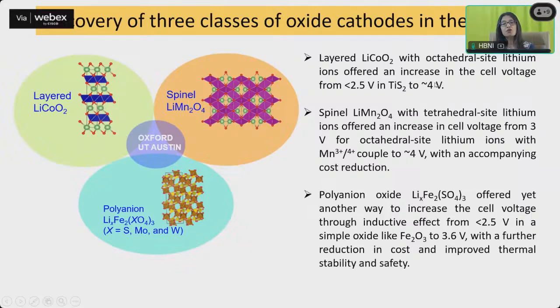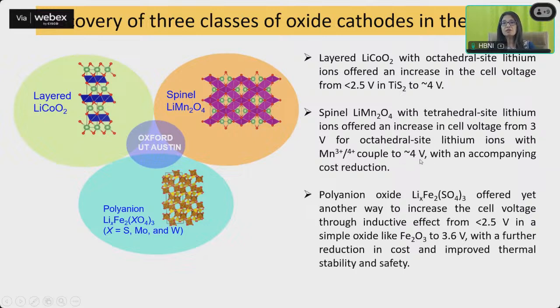This was very clear from the energy level diagram which I had shown in the previous slide. In the case of spinel LiMn2O4, it has tetrahedral site lithium ions and offers an increase in cell voltage from 3 volts for an octahedral site lithium ion to 4 volts with the Mn3+/4+ couple, with an accompanying cost reduction. So for LiMn2O4, the Li ion sits in a tetrahedral site, and when it couples with the Mn3+/4+ couple, it gives you a voltage of around 4 volts.